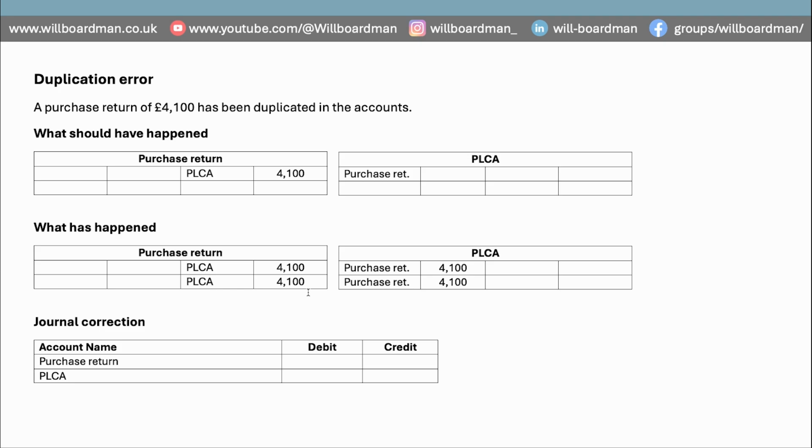Realistically, it's the second entry. So to do that, all we need to do is debit our purchase returns, which would remove that incorrect transaction, that second incorrect transaction, and we would credit the payables ledger control account, again, removing that second entry. So by doing that, we are left with simply the first entry, which was fine. There's no issues with that. Like I said, it's just the fact that it's been entered in twice.